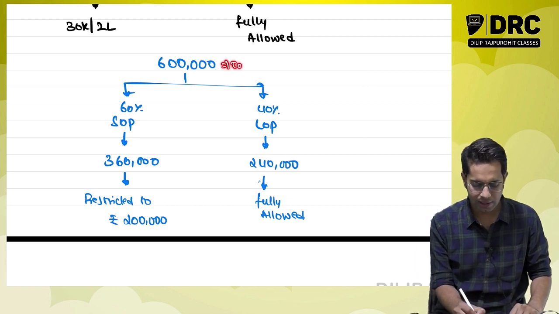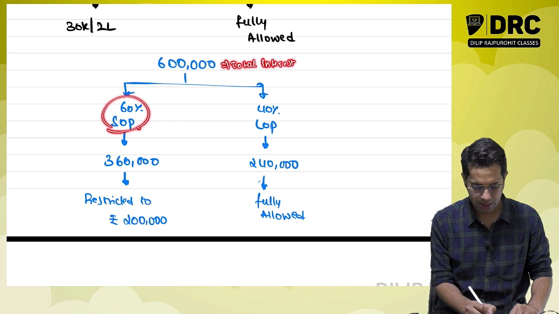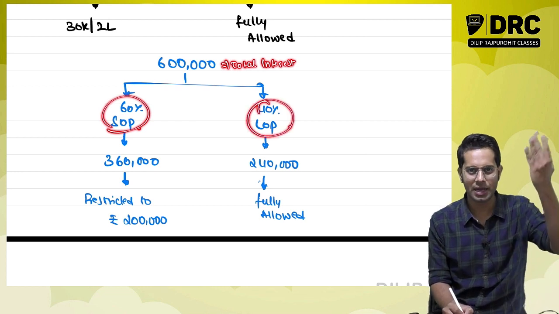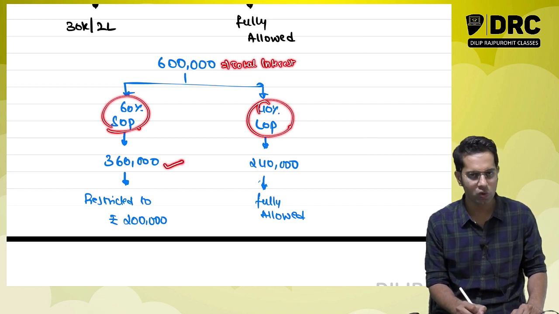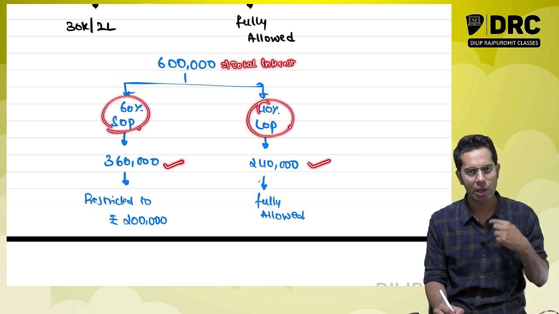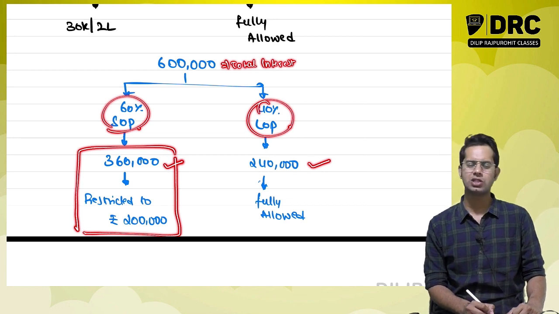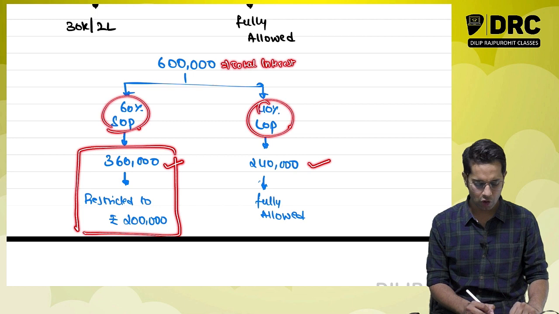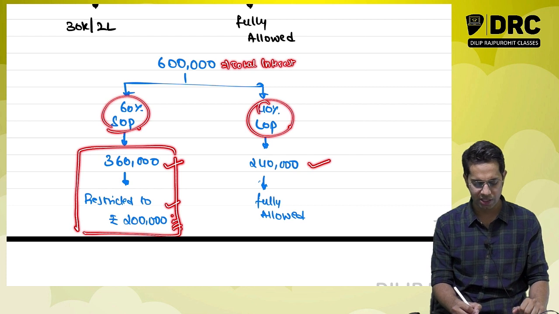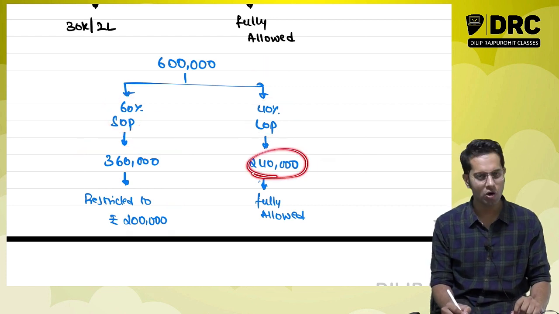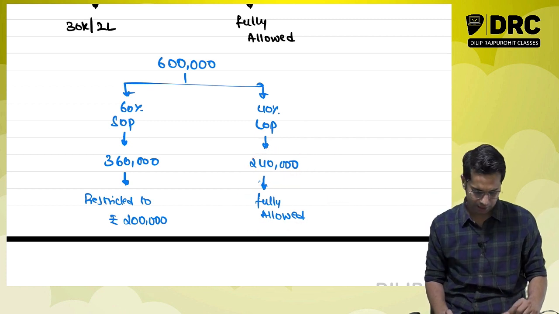Now 6 lakhs is the total interest. 60% will go to self-occupied, 40% will go to let out. So 60% comes to 3,60,000 and goes to self-occupied, and 2,40,000 will go to the let out property. For self-occupied, the maximum interest deduction which can be taken is 2 lakh rupees. Therefore, even though you have paid 3,60,000, the maximum interest allowed to you as deduction is 2 lakh rupees. And for the let out property, the proportionate amount comes to 2,40,000. Since there is no limit, you can take it fully.